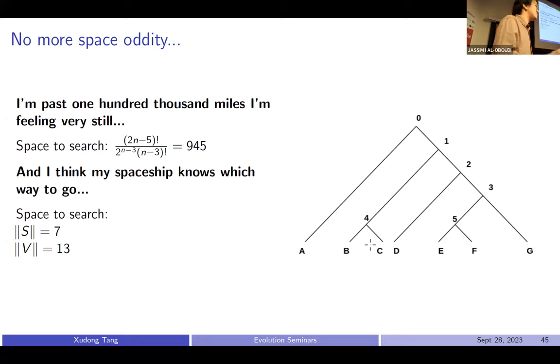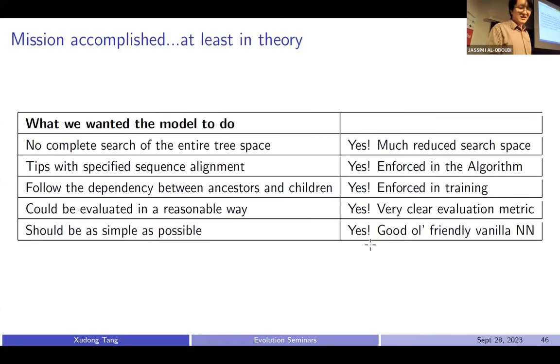Even if you have 100 tips, S would be 100, and V would be less than 200, I think. So it's a much smaller space to search. Now, did we accomplish our mission? Let's check each of the things we want the model to do in theory. First thing, no complete search of the entire tree space. We're not searching the tree space. We're only learning the tree distribution, and the space to search is much smaller. And the increase is linear, as I mentioned.